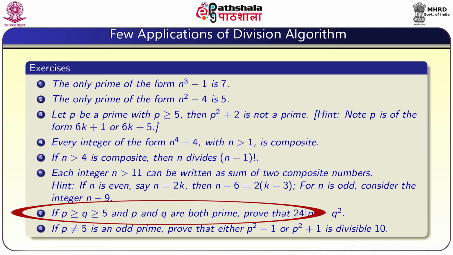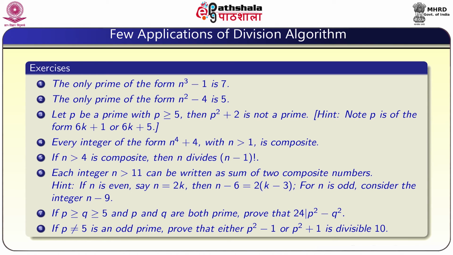If p is greater than or equal to q, which is greater than or equal to 5, and p and q are both prime, then we have to show that 24 divides p square minus q square. If p is not equal to 5 and is an odd prime, then prove that either p square minus 1 or p square plus 1 is divisible by 10.